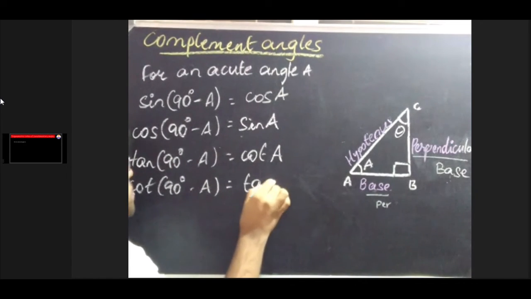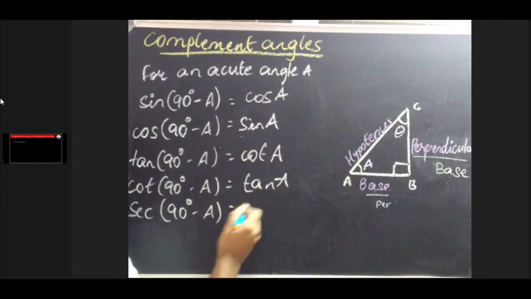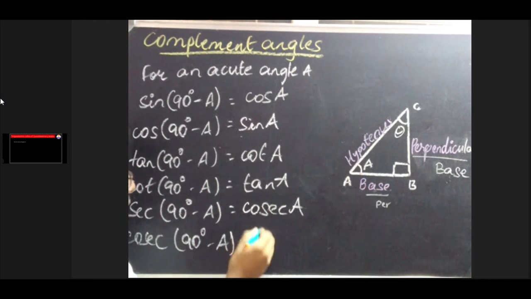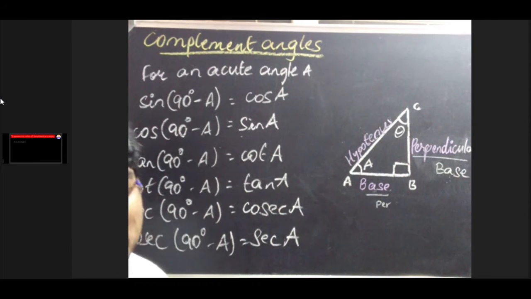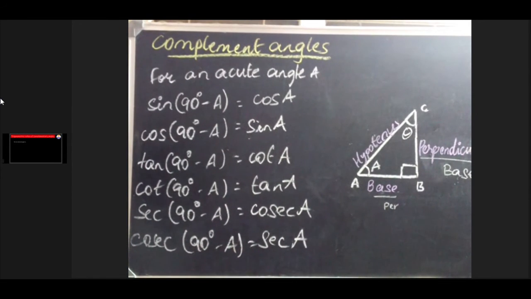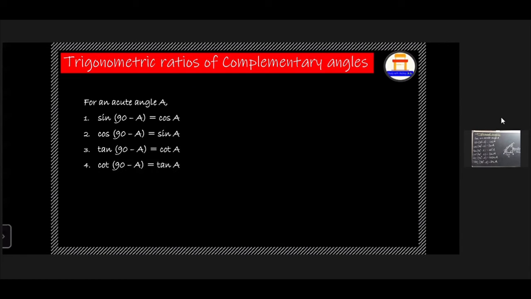Similarly, we can write tan 90 minus A as cot A, cot 90 minus A as tan A, secant 90 minus A as cosecant A, and cosecant 90 minus A as secant A. So all these are the six complementary angle relations which we have dealt with.